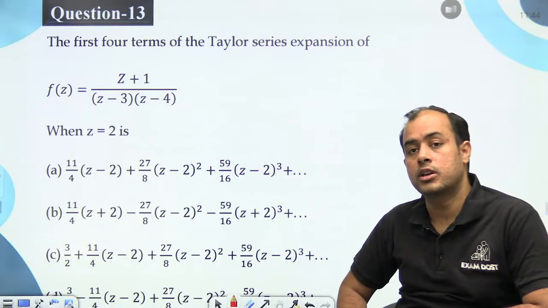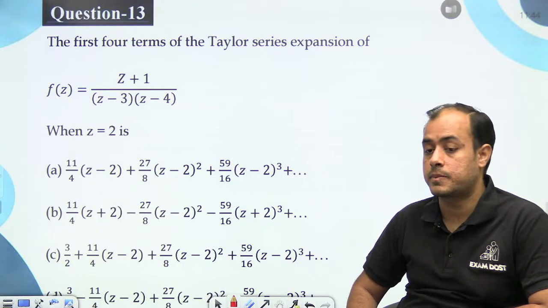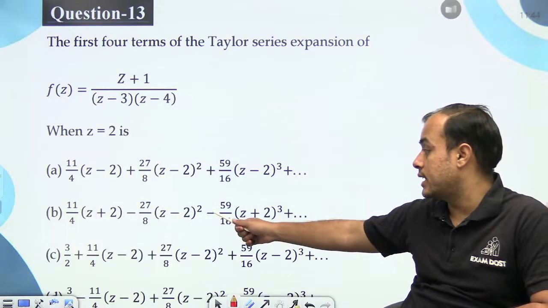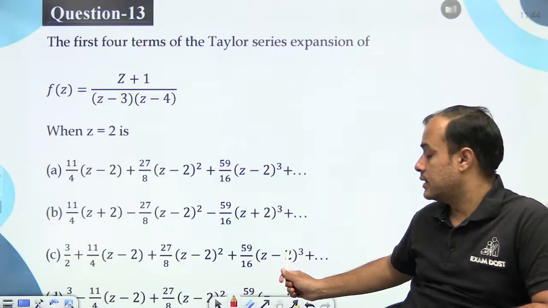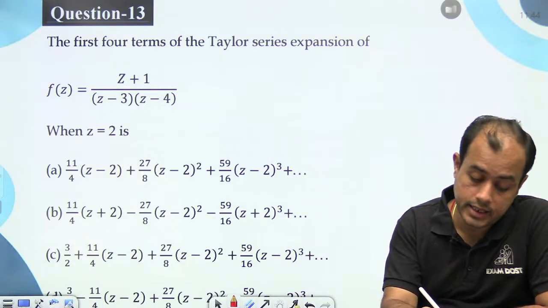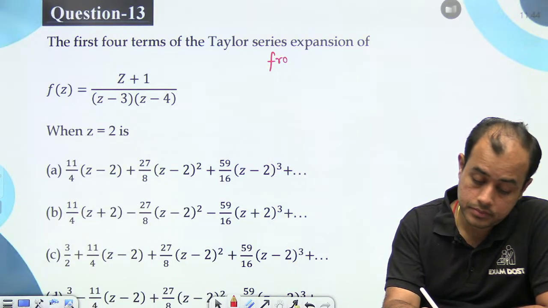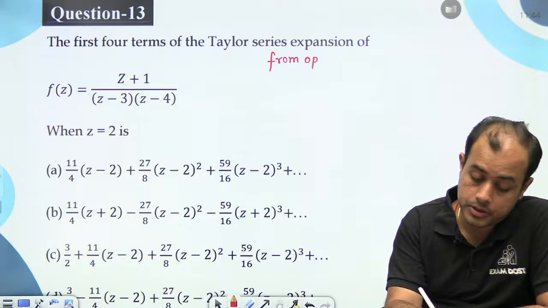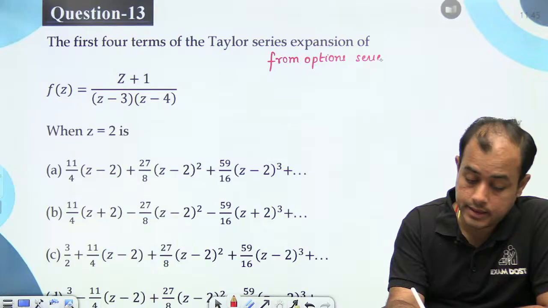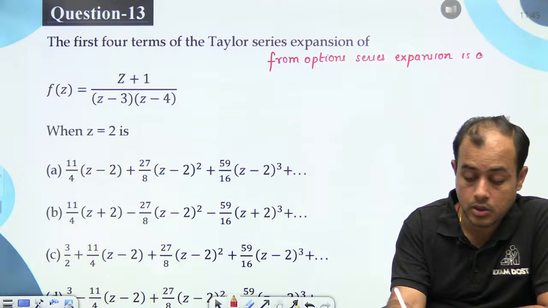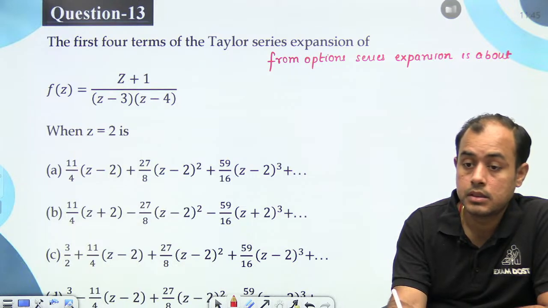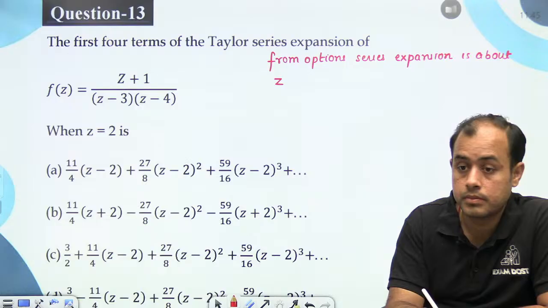The first four terms of the Taylor series expansion. Now, if you see the Taylor series expansion, it is doing about z minus 2. That is about z equal to 2. From options, series expansion is about z equal to 2.